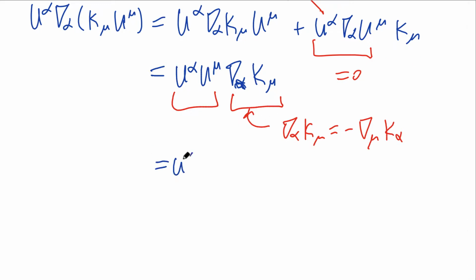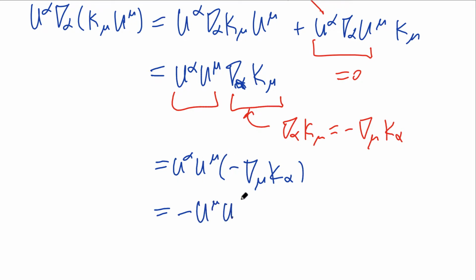We can just write this using, instead of ∇_α k_μ, minus ∇_μ k_α. And now pull out the minus sign, but let's reverse the role of α and μ. So we'll just let μ become α and α become μ. So this is u^μ u^α ∇_α k_μ. So you can see what we have here is exactly minus what we have here. So the only function that's equal to minus itself is 0.